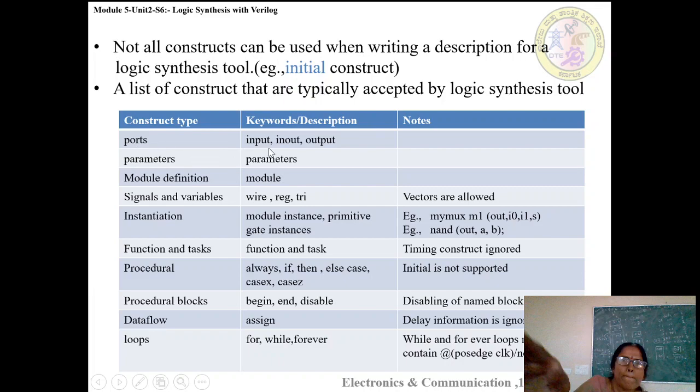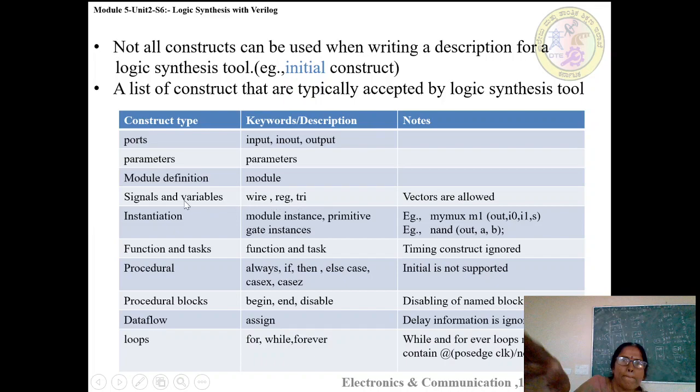On ports: input, inout, output ports. These are used as input and output signals. Inout is for both input and output, when some signals we are going to use as input as well as output. For example, a buffer. And parameters: when we want to declare some constants, we use parameters. And module definition, the keyword is module.